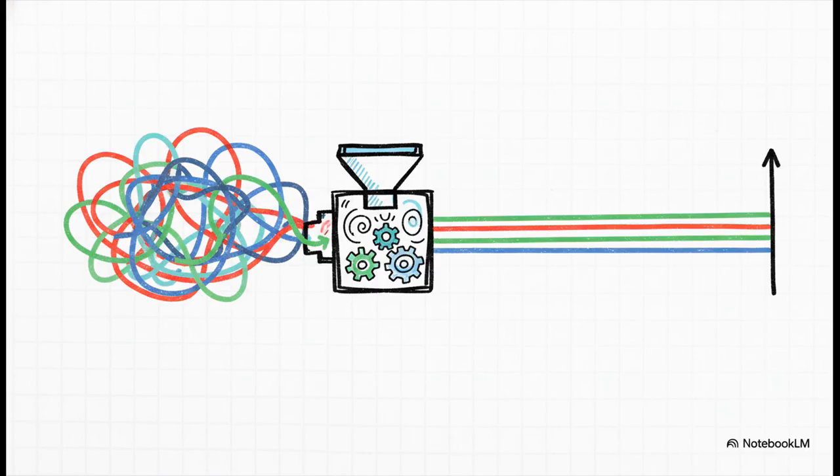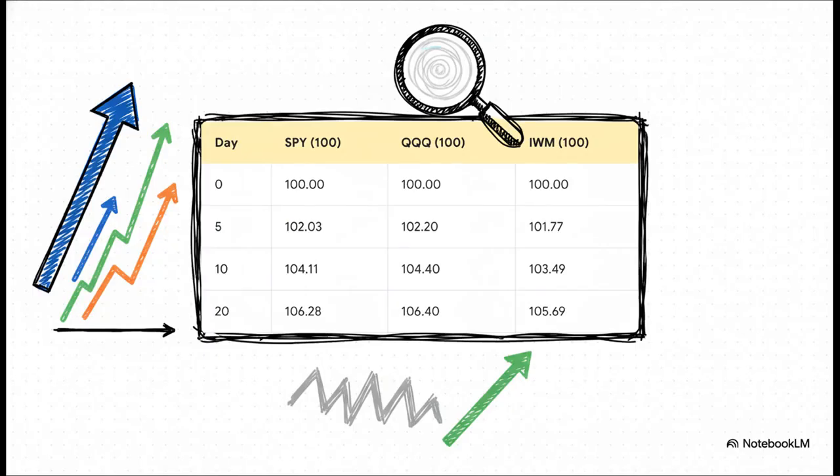But now, what happens if we apply that simple little formula we just talked about to all three of these, using day zero as our starting line for everyone? And boom, look at that. Instant clarity. They all start at a clean 100. And by day 20, the results are crystal clear. You can see right away that QQQ was the winner. It finished at 106.40, which means it had a 6.4% gain. SPY was right behind it with a 6.28% gain, and IWM came in at 5.69%. All that confusion from the last slide, it's just gone.